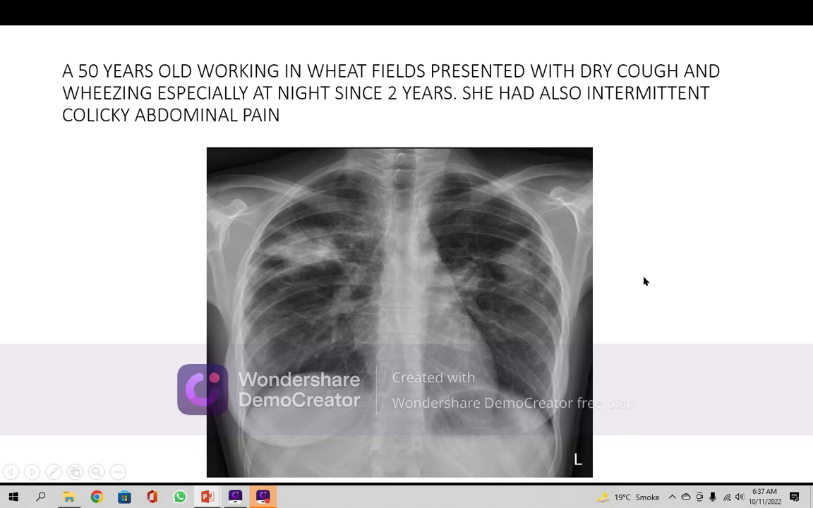A 50-year-old man working in the wheat fields presented with a dry cough and wheezing, especially at night, for 2 years. He also had intermittent colicky abdominal pain. Now you see in this interpretation the bony skeleton and soft tissue shadows, and the trachea is central, because this is an important marker. You find the lung fields, the apex, then the first intercostal space. In the first intercostal space you find an opacity which is predominantly homogeneous, although a few air bronchograms are seen.